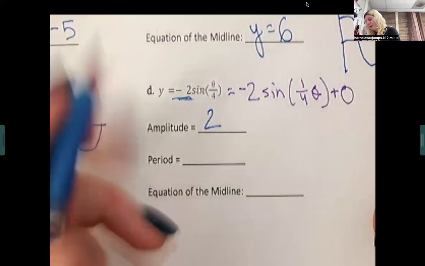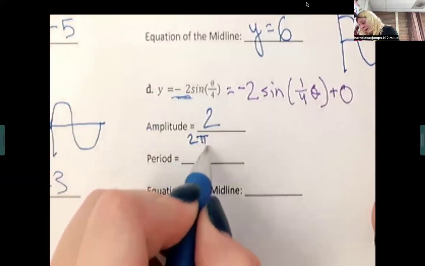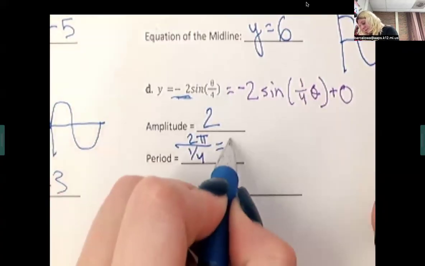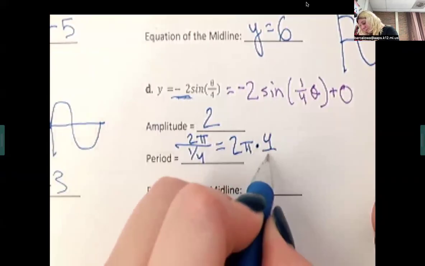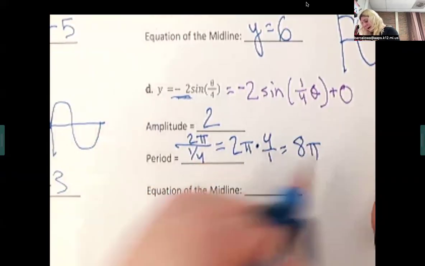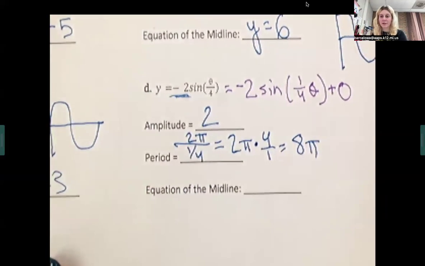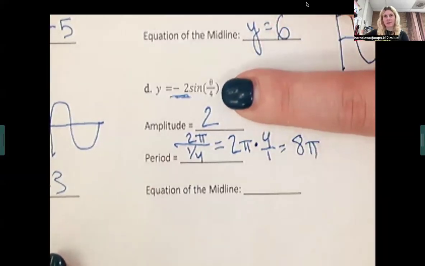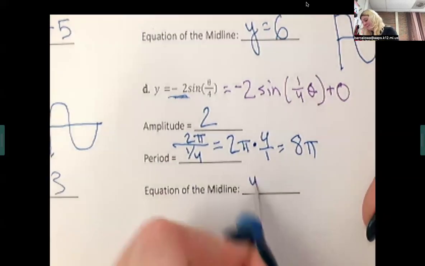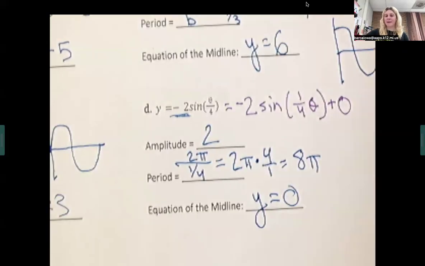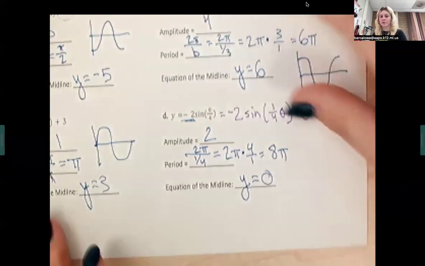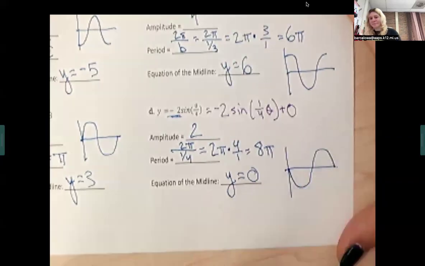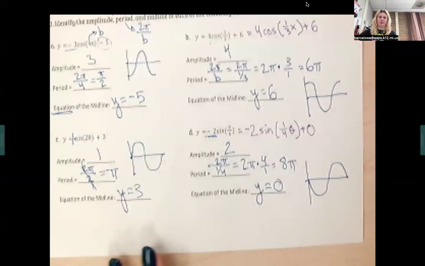All right, so the period, 2 pi divided by 1/4. Keep, change, flip. 2 pi times 4 over 1, which would give me 8 pi. All right, and the equation of the midline, that's the number on the end. If you didn't rewrite this, that's okay. You'd be like, hey, there's nothing on the end. So y equals 0. Bada bing, bada boom. Oh, we didn't draw it. Negative sign. Still starting at the midline, but go down, up. There we go. Look at your beautiful artwork.